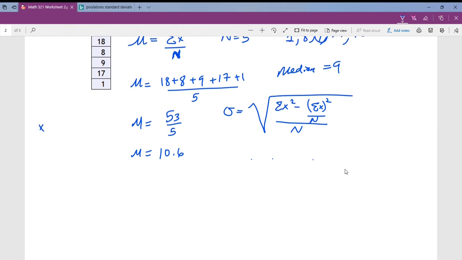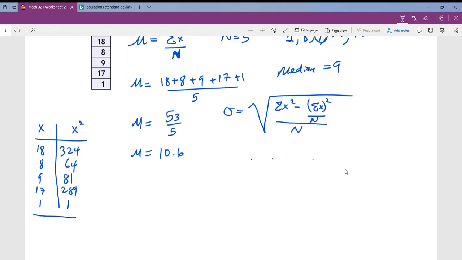On the left side I want to put x, on the right I'm going to put x squared. And so we'll list our data values: 18, 8, 9, 17, and 1. On the right we'll square each of the terms. 18 squared is 324, 8 squared is 64, 9 squared is 81, 17 squared is 289, and 1 squared is just 1.